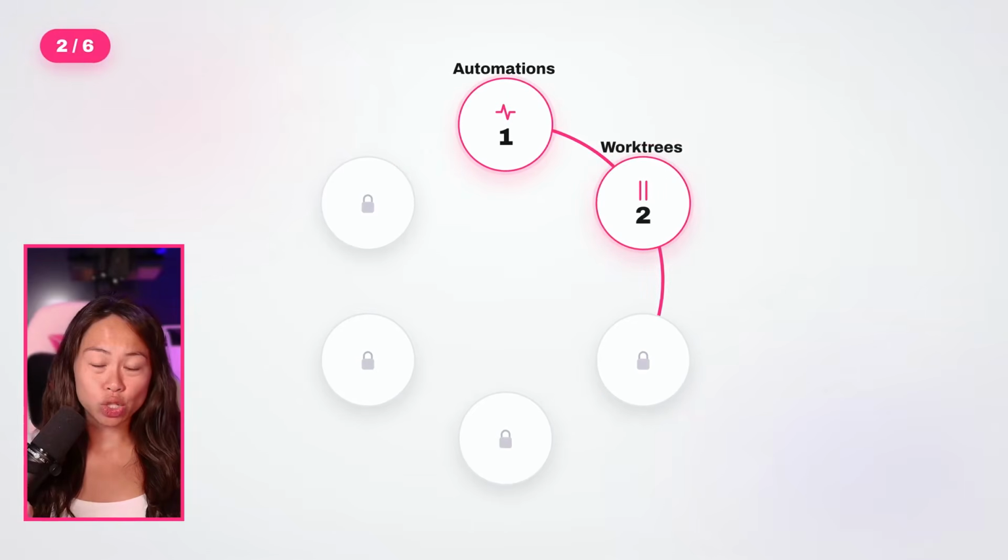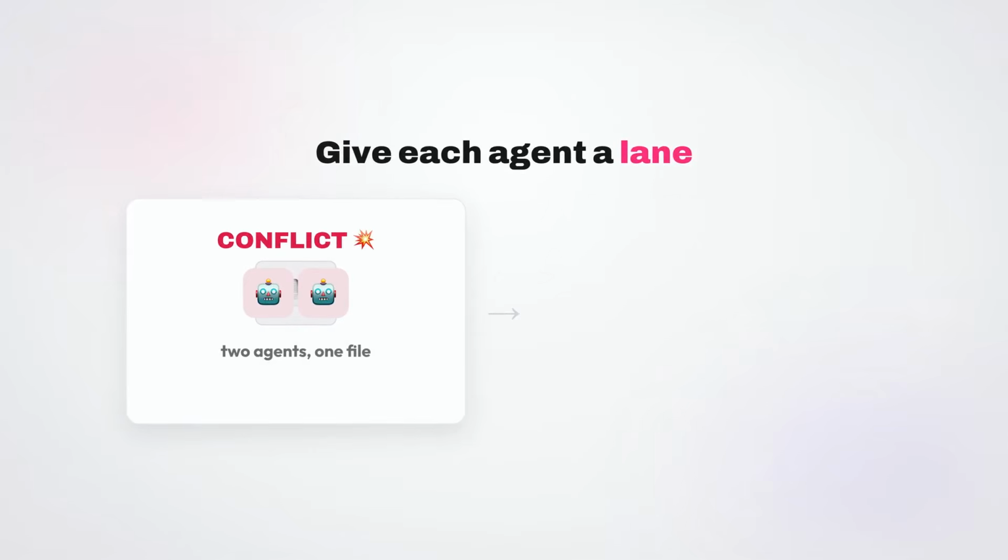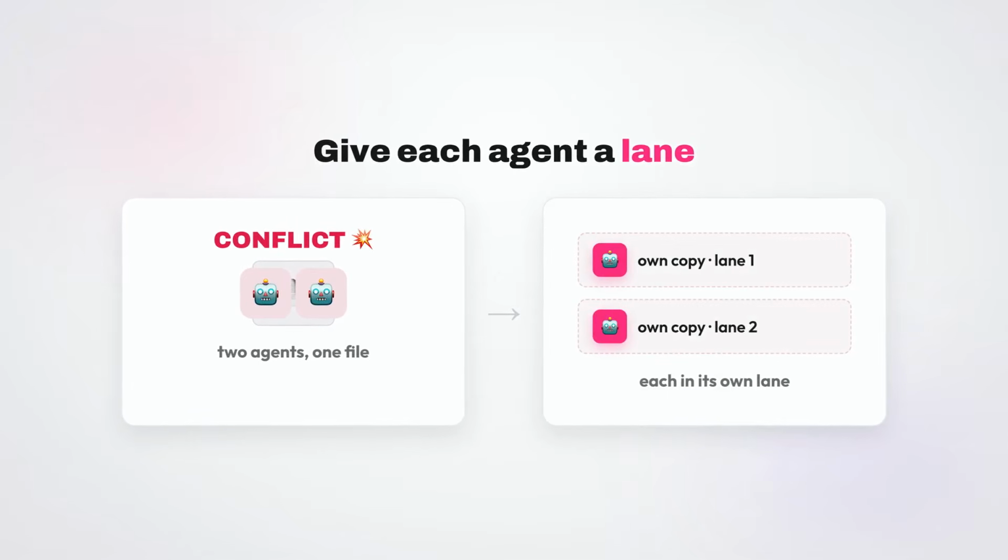Picture 2 agents working at the same time, both editing the same file. They overwrite each other, and now you've got a mess. A worktree gives each agent its own copy of the project to work in, its own lane. If you want more than one agent running, give each one a lane. Speed without lanes is a pileup. It's the same headache as 2 coders saving over each other's work. The good news, lanes come built into the tools now. You don't have to make them yourself.